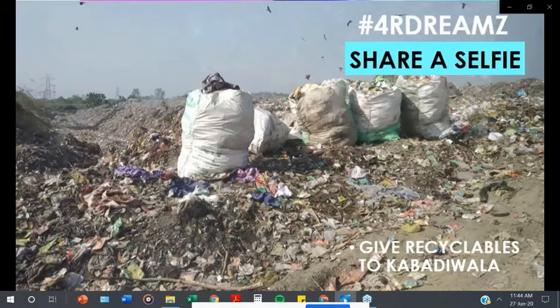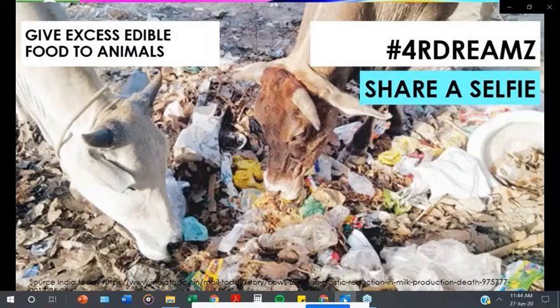Manage waste at the level of your household so that it does not end up in dumps like these, and rag pickers don't have to go through such filthy conditions to pick up recyclables. And try and give excess edible food to animals so that they do not have to scavenge on this. We've had traditional practices where Indian households keep food separately for animals and birds.